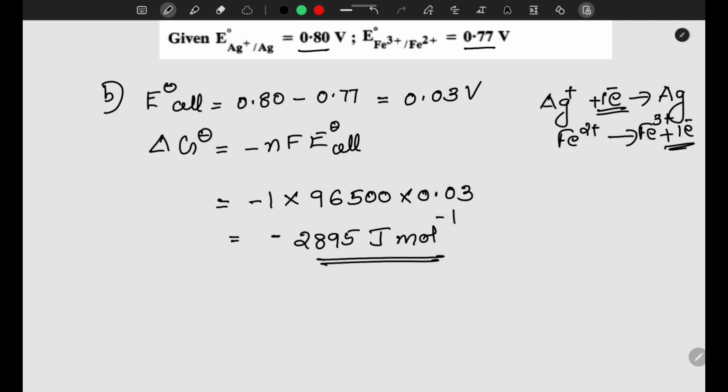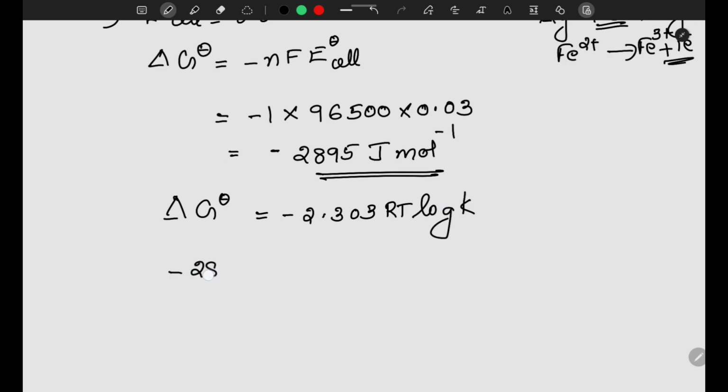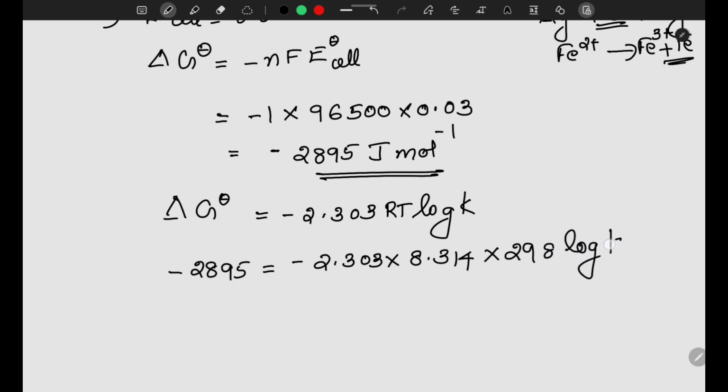Now let us calculate the equilibrium constant. Delta G naught is equal to minus 2.303 RT log K. So let us substitute the values. Minus 2895 is equal to minus 2.303 into 8.314. Temperature is 298 Kelvin. 298 into log K. So let's cancel negative from both sides.